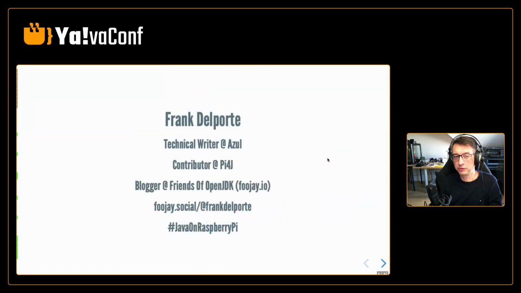Who am I? I'm Frank Delporte. As you said, I'm working for Azul as a technical writer. I have some open source projects I contribute to, and I am also a blogger on my own website, but more importantly on foojay.io, the website for the Friends of OpenJDK, and I think we are all part of that big family. You can also find me on Twitter, not really active anymore, but more on Mastodon in the foojay.social instance.